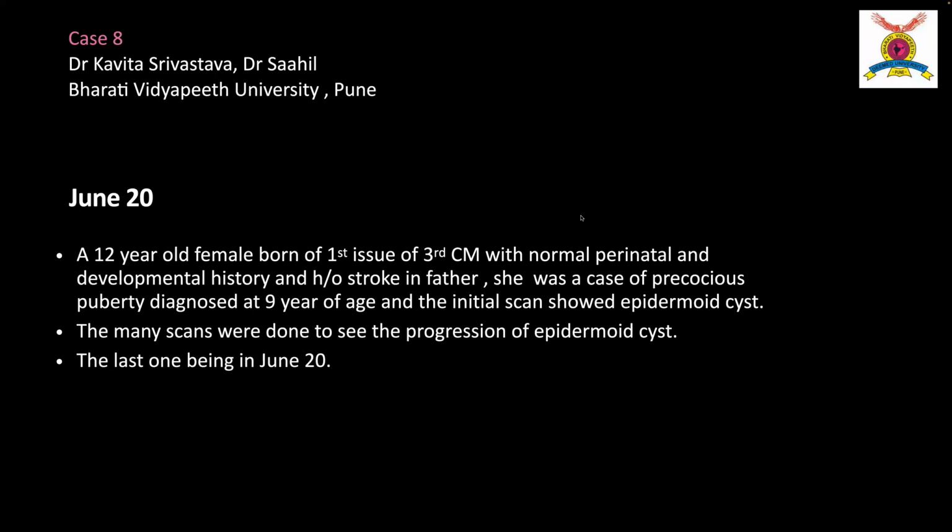Yes, sir. So she's a 12-year-old female, born of first issue of third-degree consanguineous marriage, with normal perinatal and developmental history, with history of stroke in father. She was a case of precocious puberty, diagnosed at 9 years of age, and the initial scan had shown an epidermoid cyst. Subsequently, for the progression of the epidermoid cyst, her scans were done, the last one being in 20, which had shown non-progression.